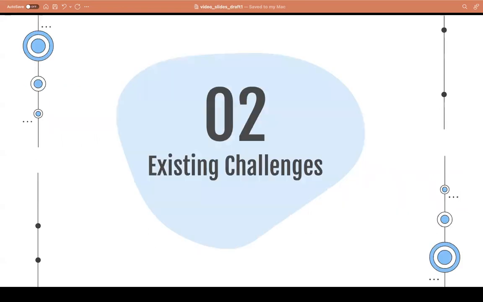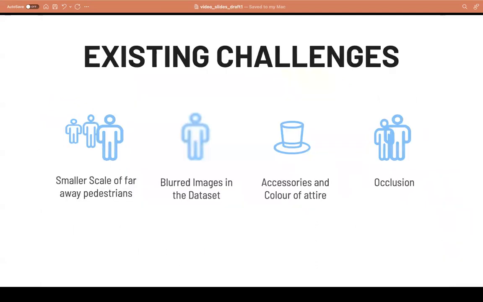mosaic and mix-up. The existing challenges in the field of pedestrian detection are, first, that pedestrians who appear farther away from the camera in the image are very small in scale. Because of this, the model has a tough time trying to learn features from them. The second challenge is that, because this is very closely related to autonomous driving, data is usually collected by keeping a camera on top of a car and driving through the streets. There are bound to be blurred images in the data set, but these are very hard for the model to learn from.